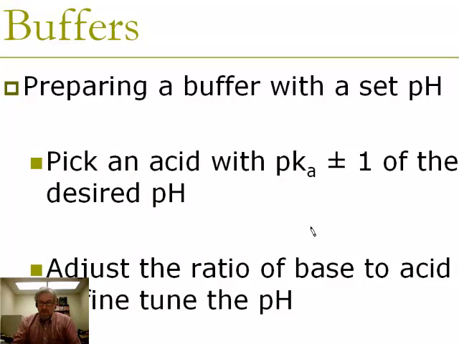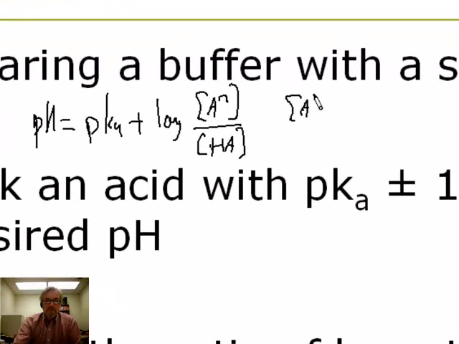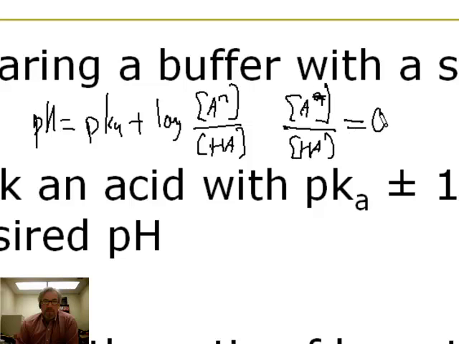So if you wanted to make a buffer, how would you prepare a buffer that has the pH that you want? Well, if you look at the Henderson-Hasselbalch equation, which is saying that pH is equal to pKa plus the base 10 logarithm of the concentration of A minus over the concentration of HA, or number of moles. If you made the ratio of concentration of A minus to concentration of HA in your initial buffer system equal to 1, then the log of that would be 0, because log of 1 is 0. And so that would tell you that pH is equal to pKa.